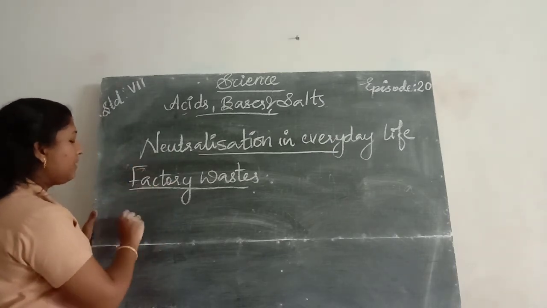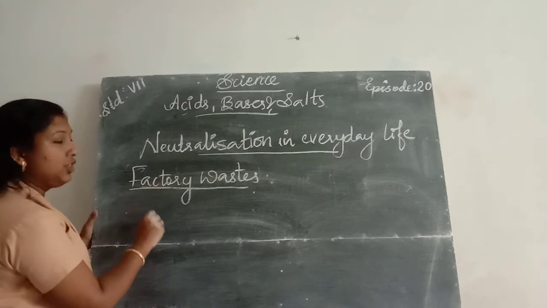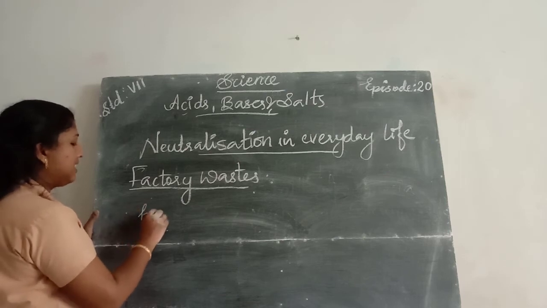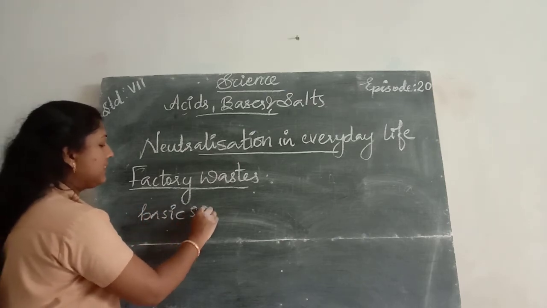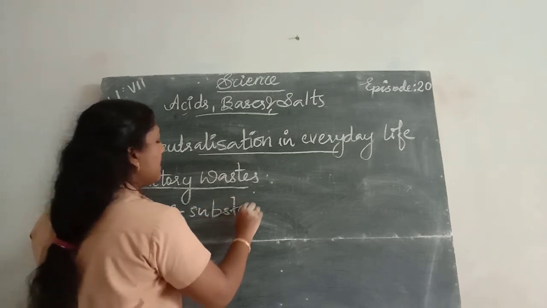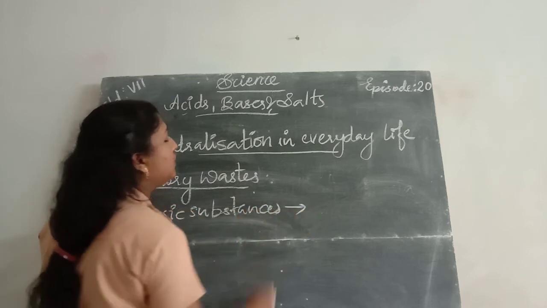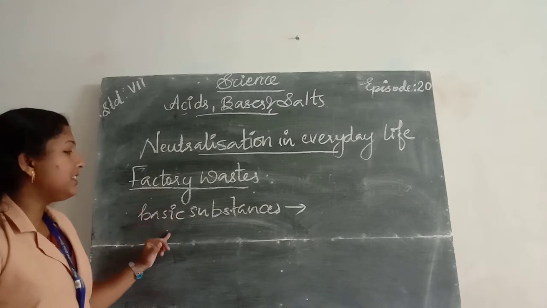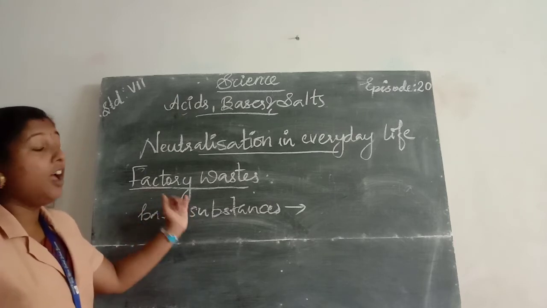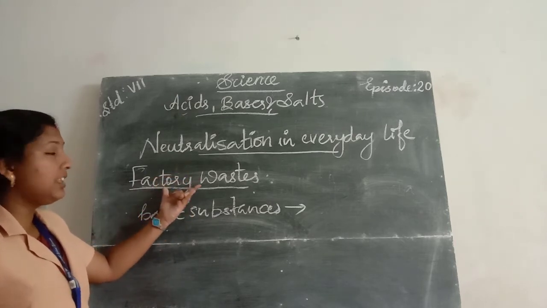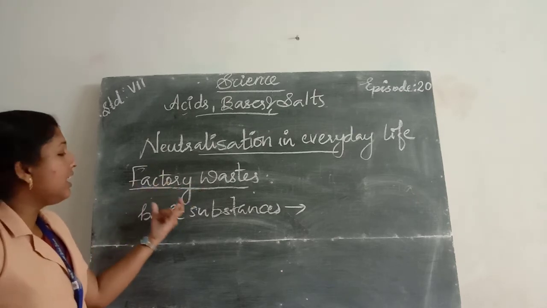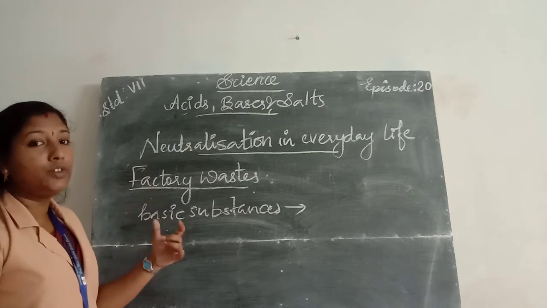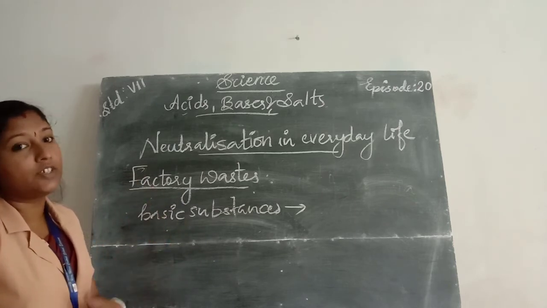So before dumping factory waste into water bodies, they add basic substances into the factory waste. Then the basic substances neutralize the acid present in the factory waste. After this, the factory waste is not harmful to the aquatic organisms.